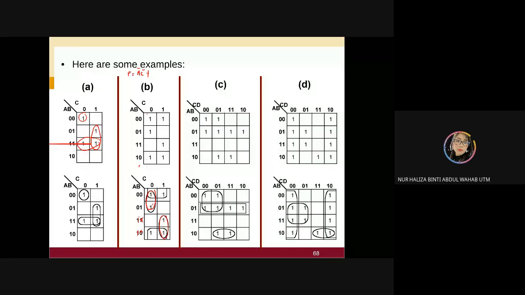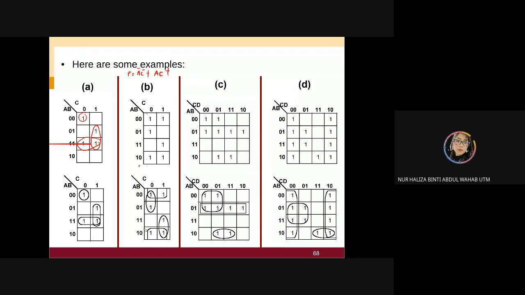This group will be what? A bar, C bar. Plus, I have another circle here. What is fixed here? A is fixed, B is changing. I don't want to refer to B because it's changing. So my A is fixed, my C is also fixed. So the value will be AC because A is 1, C is 1.